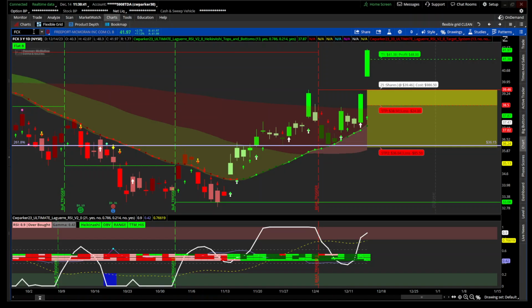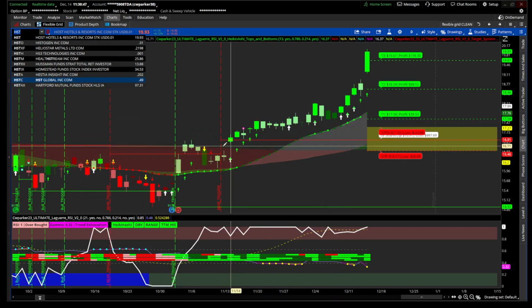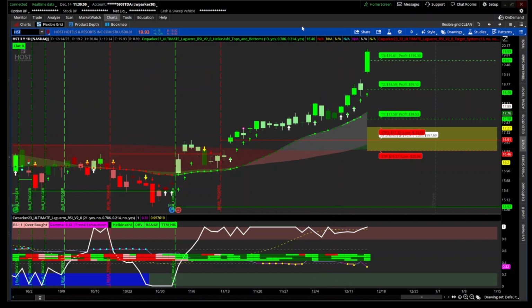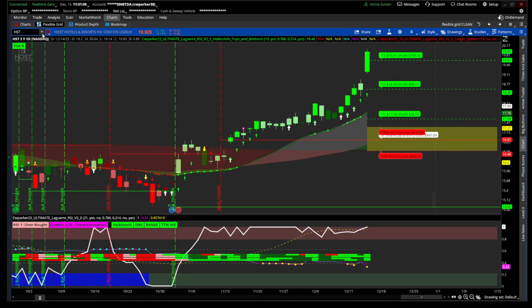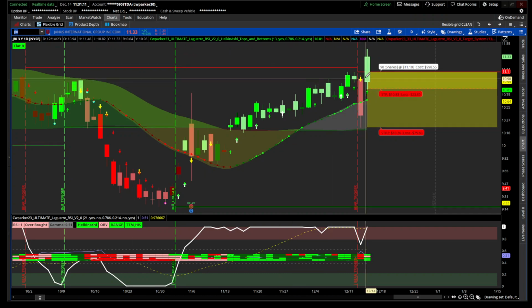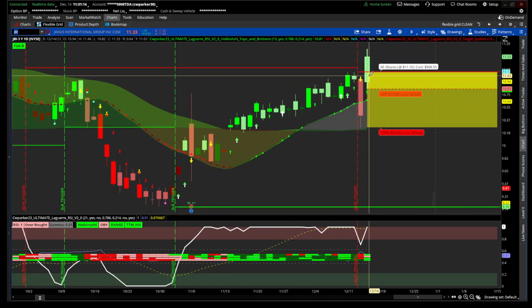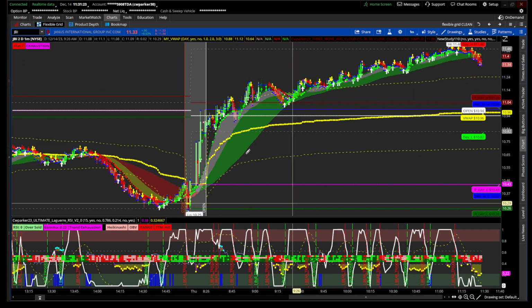So HST. It's been broken above its resistance line. I might have it for more than one day. Let's see. JBI. It's moved up 11%. There we go. Here's one that's broken above its resistance line today. So we can go to the lower time frame. So that's 1 minute for the JBI. It made a huge move.